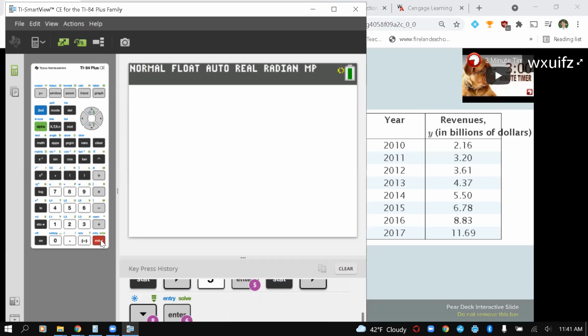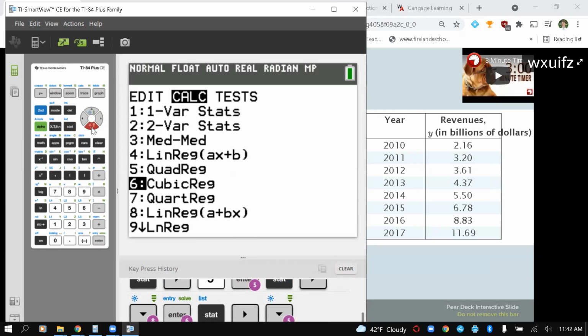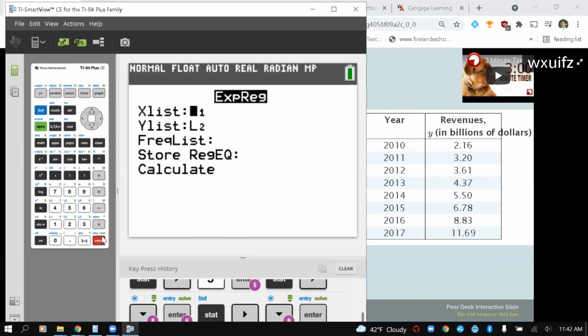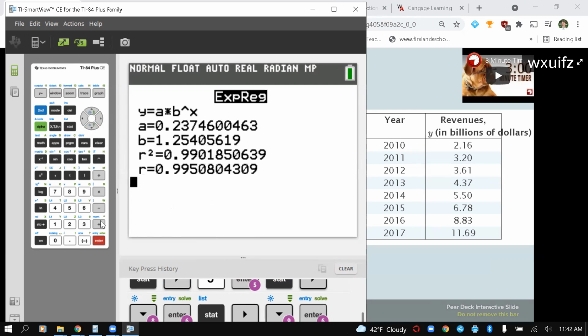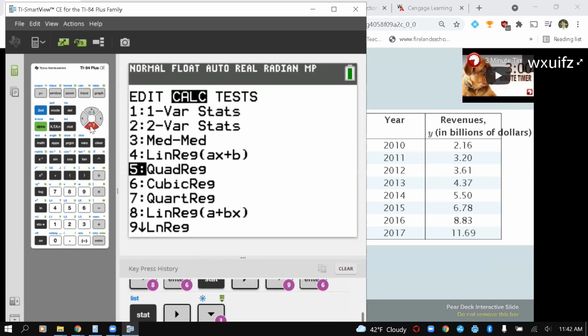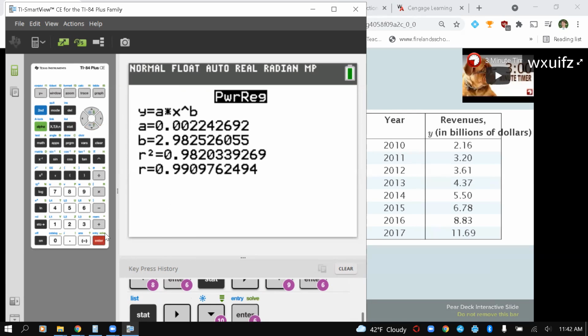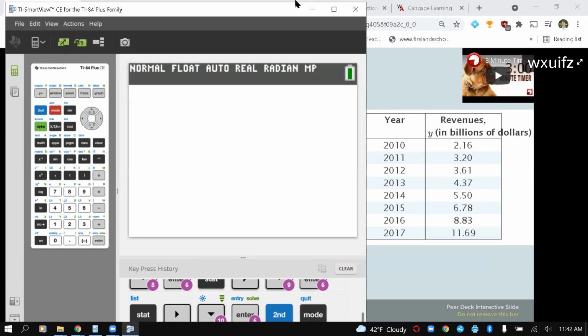I put my calculator in. Not natural log. Yeah, you will want it for the homework. Look at that exponential regression, 0.99. What's the power one? I think exponential is the way to go. Really, it's probably some combination between those two.